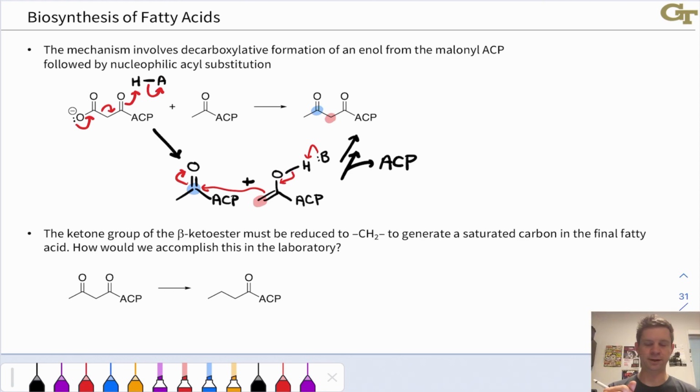So I won't show all of the electron flow in detail, I'll just note that this is essentially the acylation mechanism we've already seen.